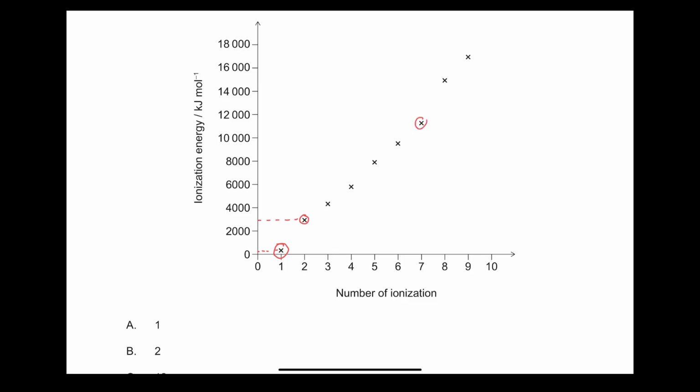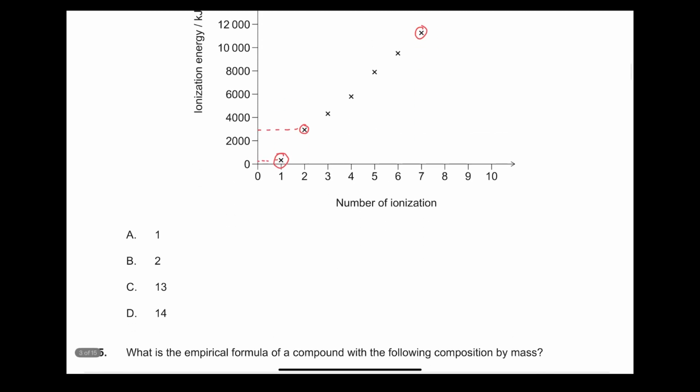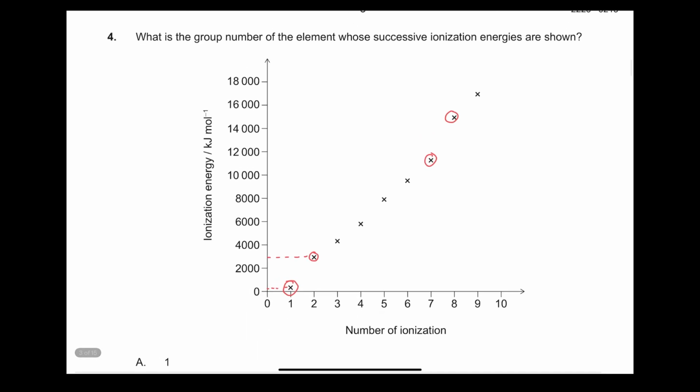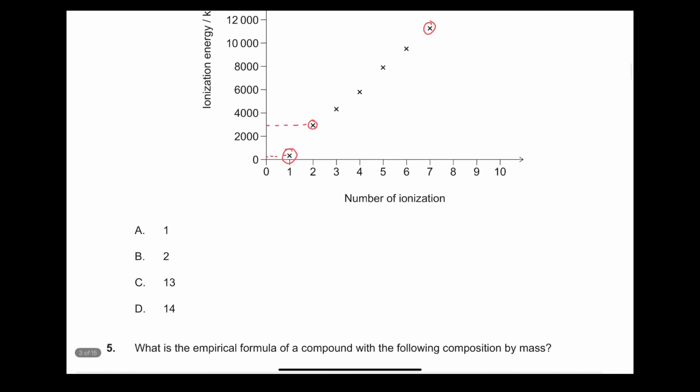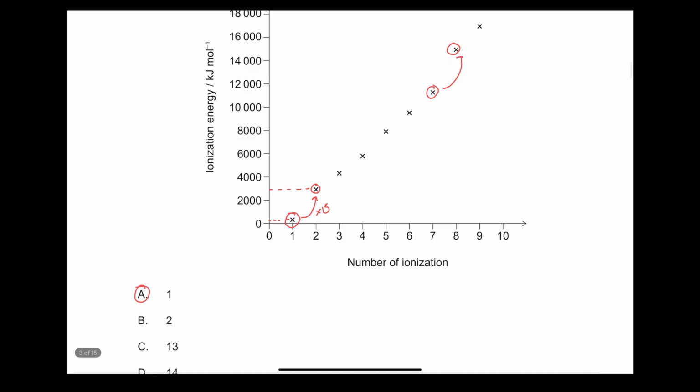And if you check, there is also another jump here, but this jump is not that massive because this is around 9000 and this is around 16,000, not even double. So this is the ionization step. So there is only one electron in the outermost shell of this element. So the element should belong to group 1. Answer is A. So this is a 15x jump, while this one is probably a 1.5x jump.